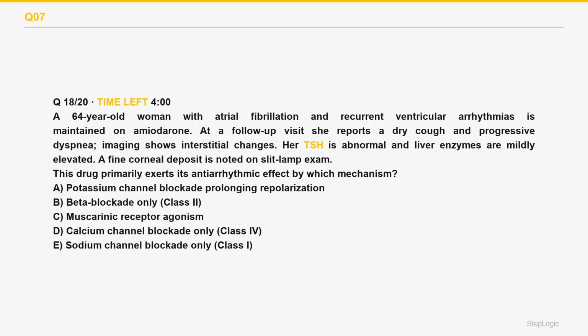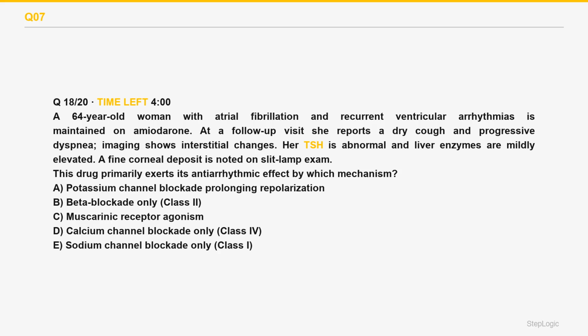This drug primarily exerts its antiarrhythmic effect by which mechanism? A 64-year-old woman with atrial fibrillation and recurrent ventricular arrhythmias is maintained on amiodarone. At a follow-up visit, she reports a dry cough and progressive dyspnea. Imaging shows interstitial changes. Her TSH is abnormal and liver enzymes are mildly elevated. A fine corneal deposit is noted on slit lamp exam.